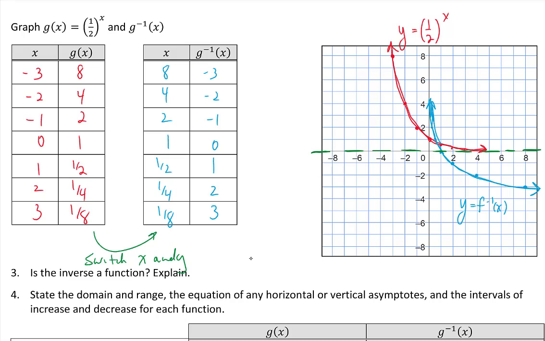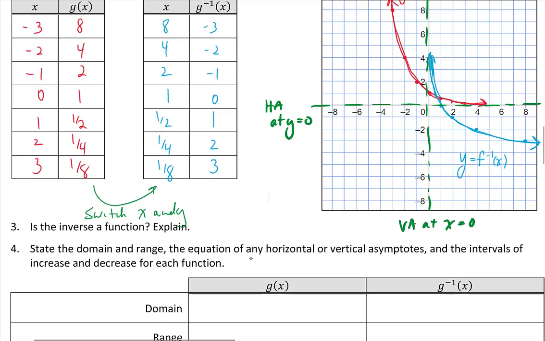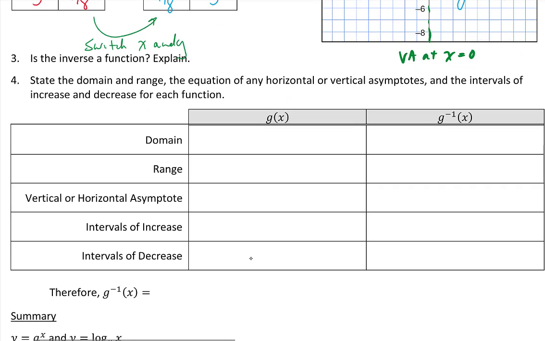We still have a horizontal asymptote at y equals 0 for our exponential, and again we have a vertical asymptote at x equals 0 for our logarithmic function. Clearly the inverse is a function. For every x value in its domain, there is one possible y value. So next, try to complete the chart yourself again, and then check your work.